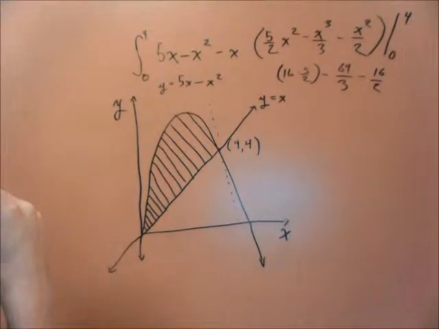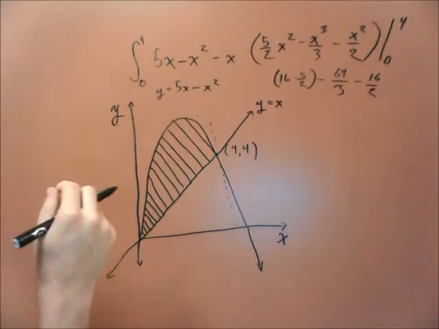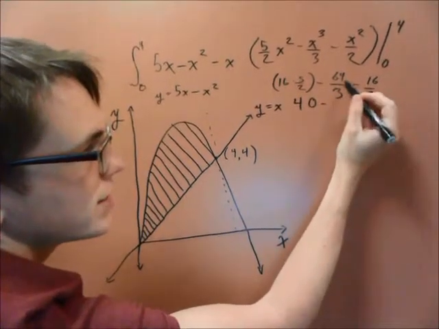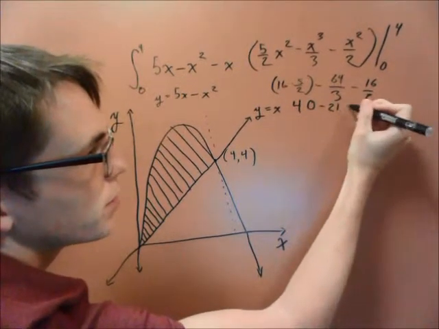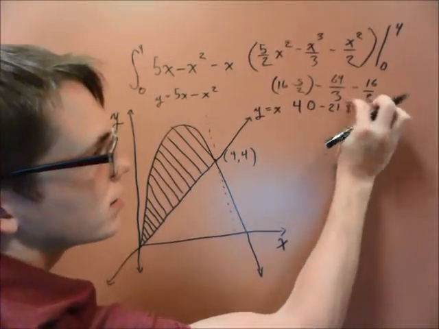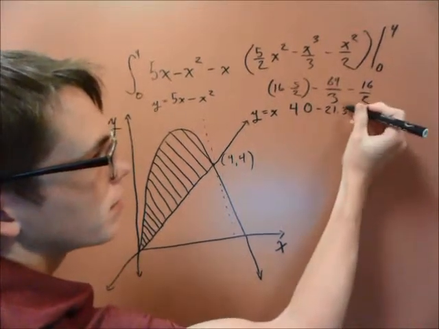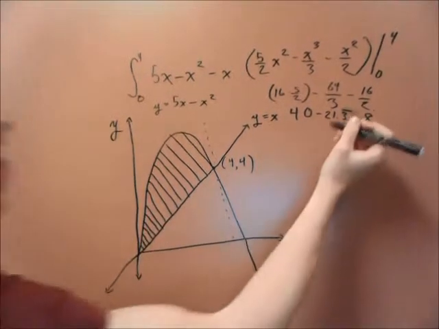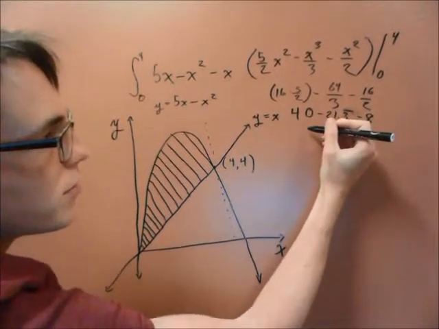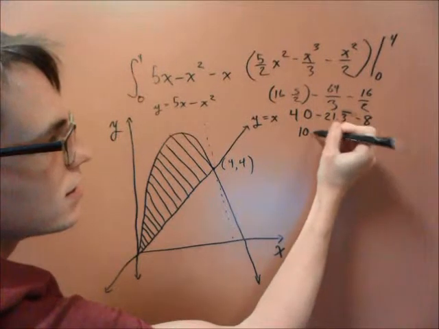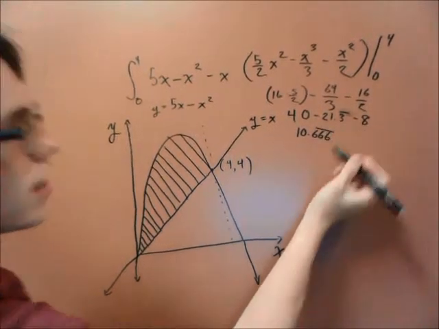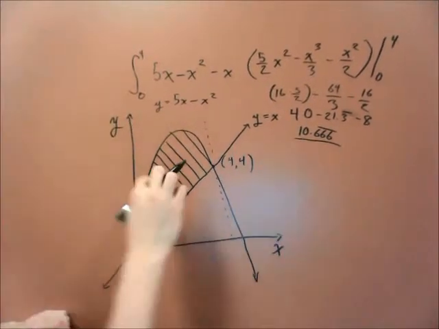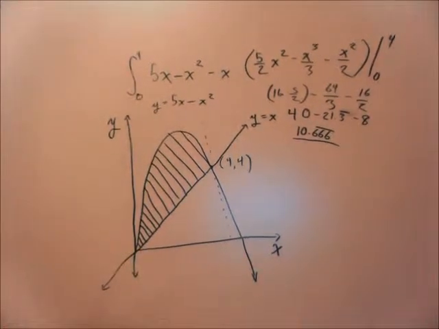So you get 40 minus 21.3333 minus 8. So you get 32 minus 21.33, which is 10.667. Okay, and that is the area between these two curves, as you can see, and that is lesson 6.1.